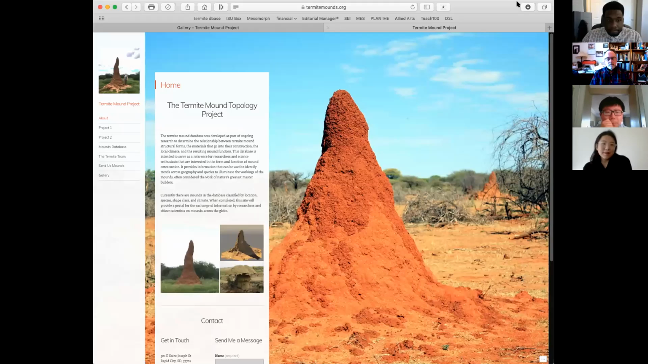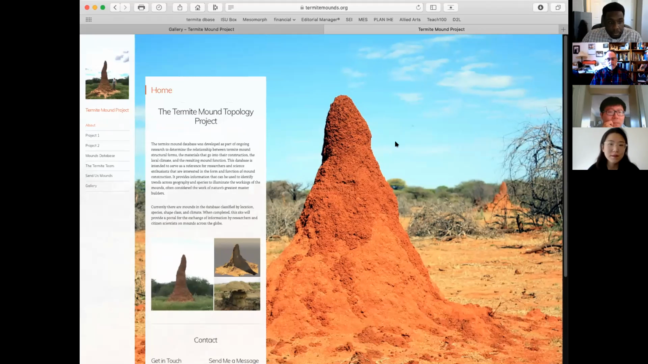So this is the website that we developed. I think it's the third generation of it. The termite mound topology project is looking at the topology and shapes of mounds, and right now we're funded to do it from a micro scale to a macro scale.